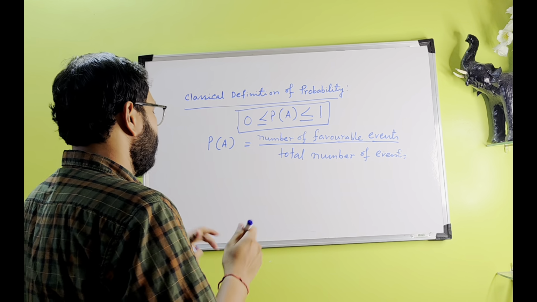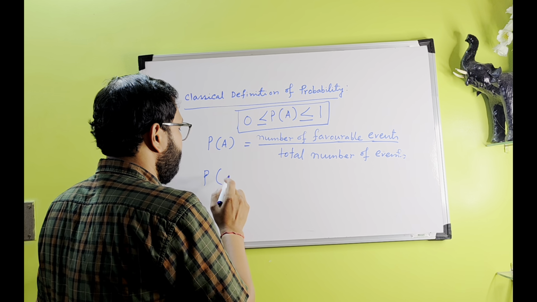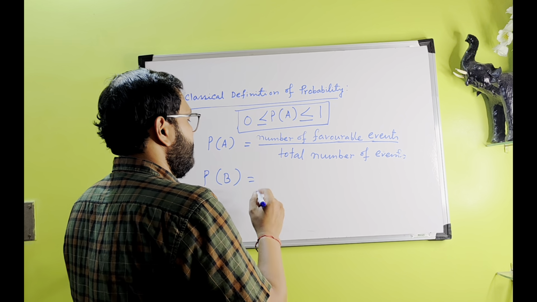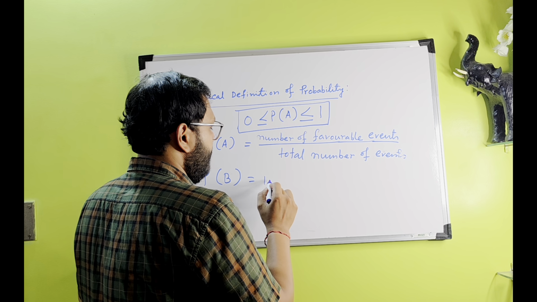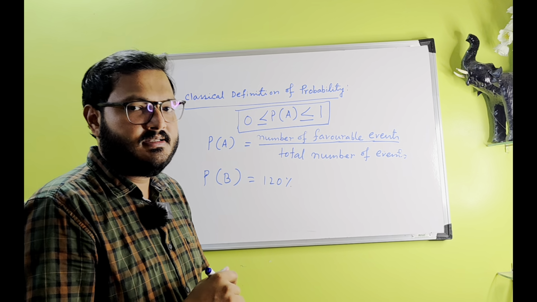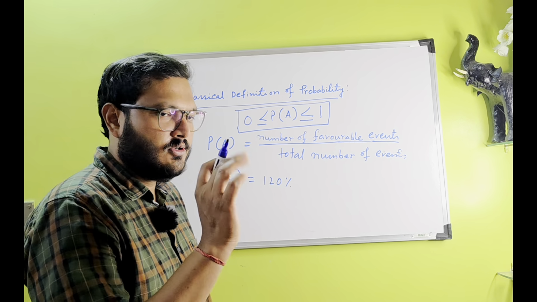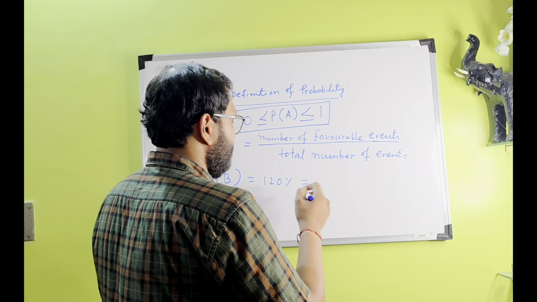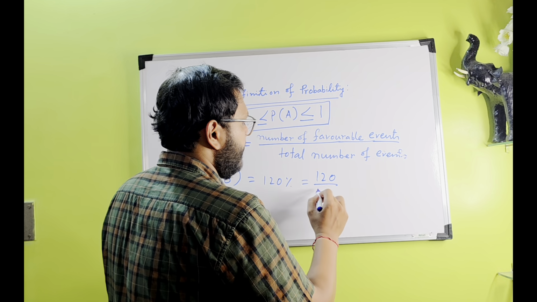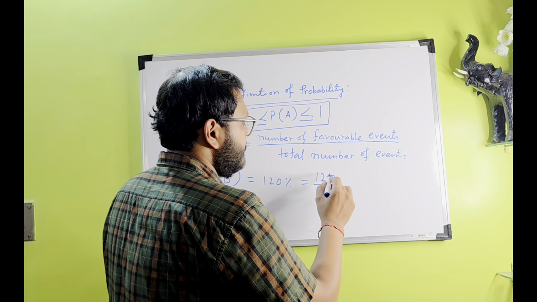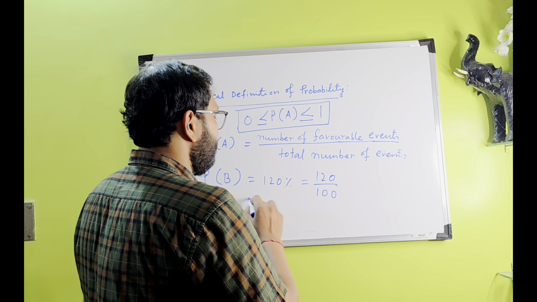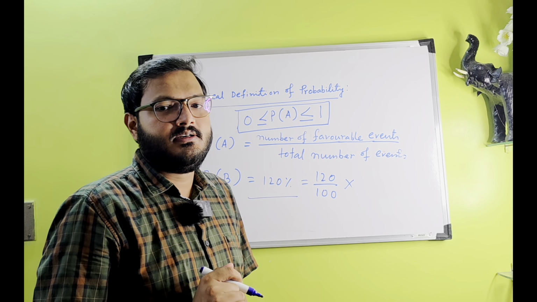If the given probability of any event B is 120%, is it possible? It's not possible. Why? Because if you express it in terms of a fraction, it is 120 by 100. So the numerator is more than the denominator, so it cannot be the probability of any event.